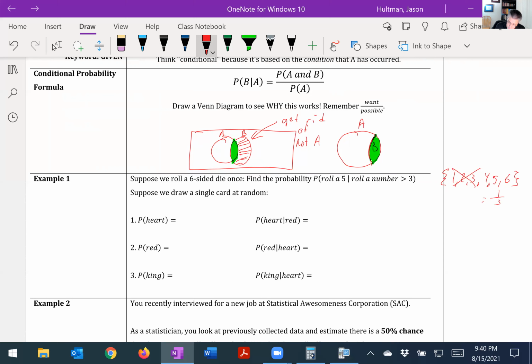We could have used the formula that says, what's the intersection of A and B? What's the intersection of rolling a 5 and rolling a number greater than 3? Well, that's 100%. Okay. Over the probability, let me think about this for a second.